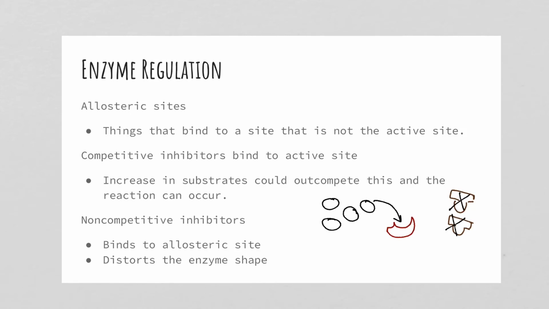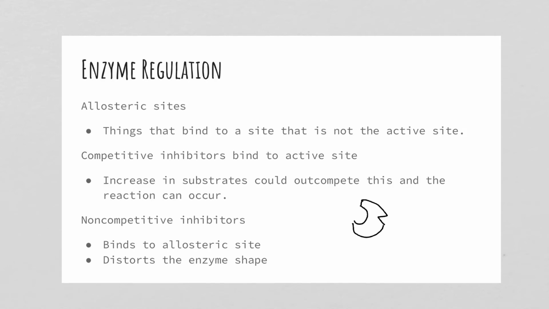That's not the case with your non-competitive inhibitors. Your non-competitive inhibitors are going to bind somewhere that is not the active site, what we call the allosteric site. And an allosteric site is basically a place that's not the active site. And by binding to this site, you're actually going to change the shape of the active site. Again, we're dealing with bonds. And by changing the shape of that active site, it doesn't matter how much substrate you have, it can't get in, and you've stopped the rate of reaction in that case.